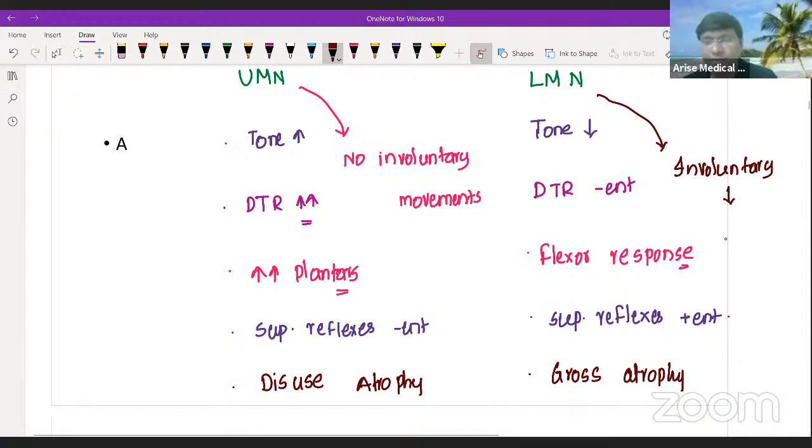And those involuntary movements include fasciculations, right? Okay, so these are the differences between the upper motor neuron and as well as the lower motor neuron lesion. And muscle weakness, if you see, is present in both.